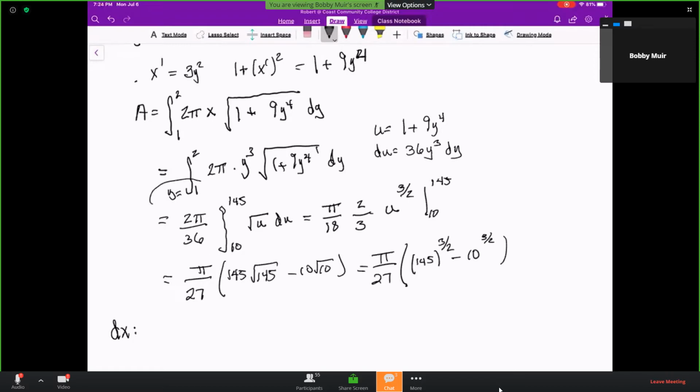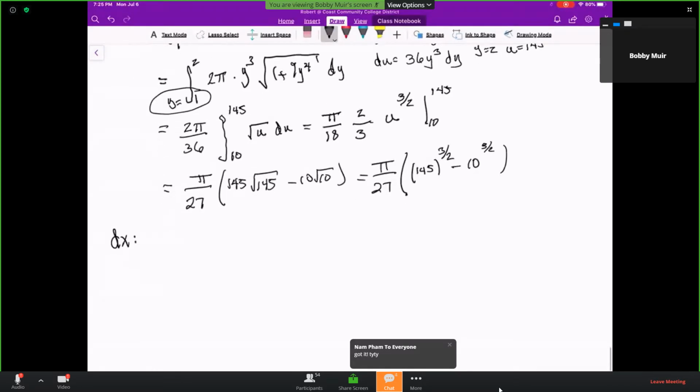These bounds right here. But now that we're doing the u substitution, when y equals 1, the u equals 10. And when y equals 2, the u is 145. 9 times 16 is 144. Add 1, you get 145. So now the bounds change to that kind of an integral. Okay? All right, so now let's try the dx integral.